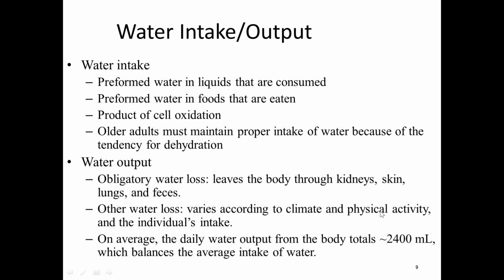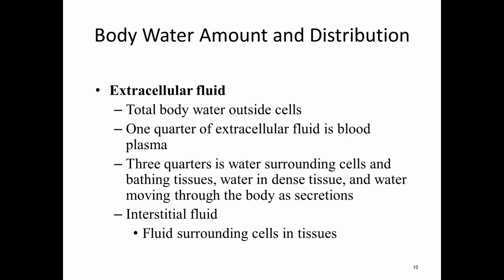And the individual's intake. On average, the daily water output from the body totals 2400 ml, which balances the average intake of water. Body water amounts and distribution: what are the body water amounts and how are they distributed?